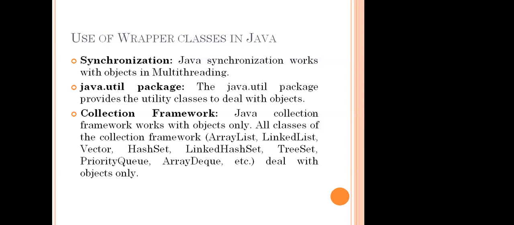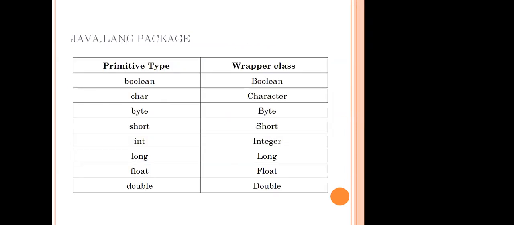So that is a linked hash set, tree set, and priority queues, and all those deal only with objects. Wherever we are going to deal with objects, there we are going to use wrapper classes. So what is a primitive type, and how are we going to use wrapper classes? Simply, we change the first letter into a capital letter.